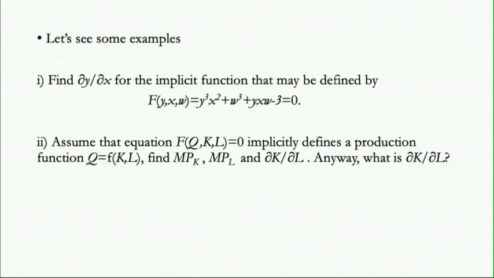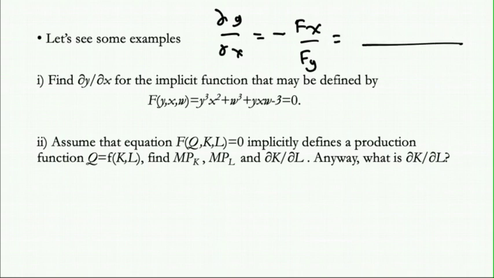Okay, let's look at some examples. Let's look at the first example. Find delta y over delta x. So this is an implicit function here. So delta y over delta x is actually what? Minus fx over fy, isn't it?